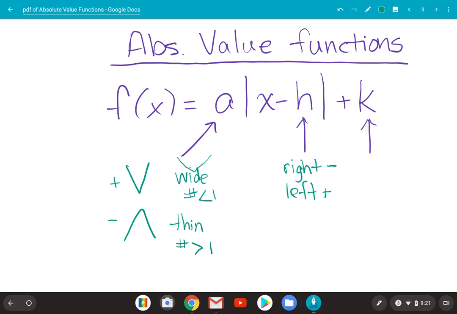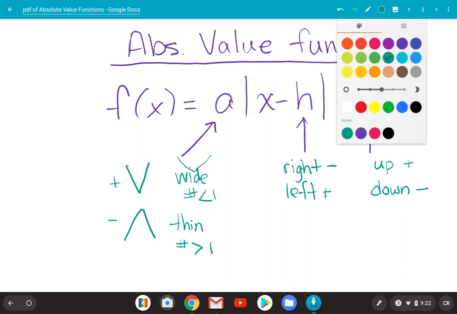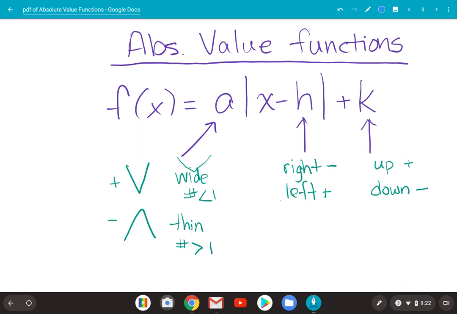Now the k is going to tell you if you're going to go up or down. The nice thing with k is it stays as it is. So if it's going up, it's positive. If it's going down, it's negative. There is one nice thing about both of these: h and k will also tell you your vertex, where it's actually going to graph. I wanted to show you a couple examples, and then I'll go to the worksheet too.